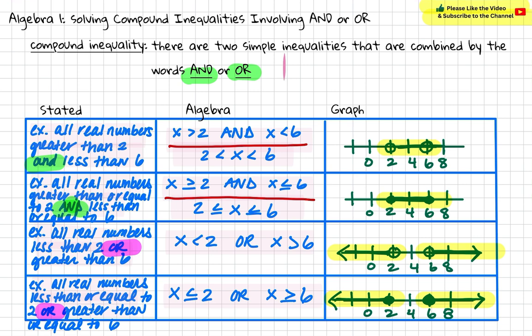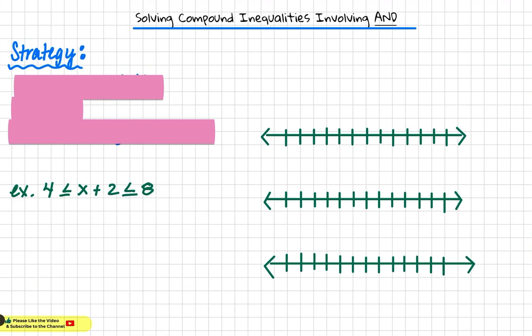And for the or situation, there's only one way to write it, as opposed to and, where you can have it separate like you have in or, or you can do a shorthand. And you'll see how that is handy when you go to solve a problem. So when we are talking about solving compound inequalities involving and, there's a strategy that I like to follow.